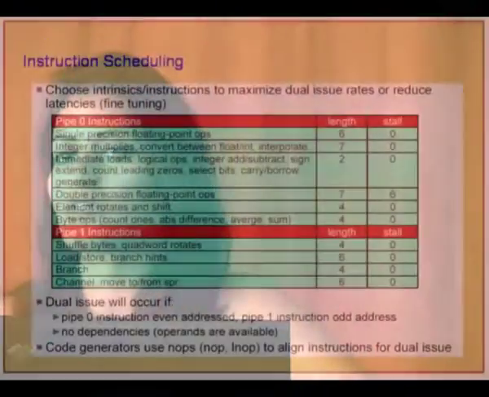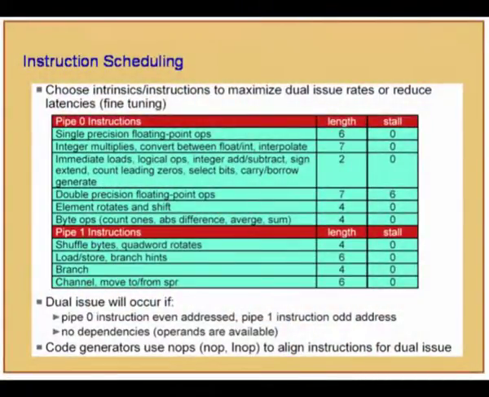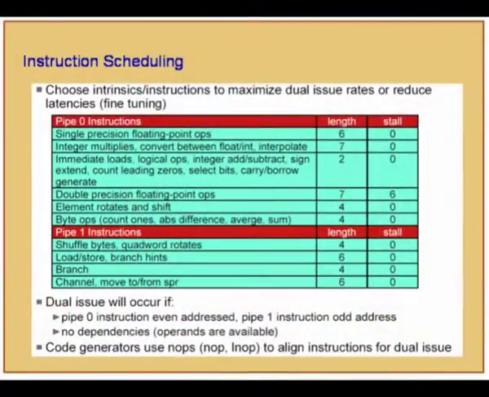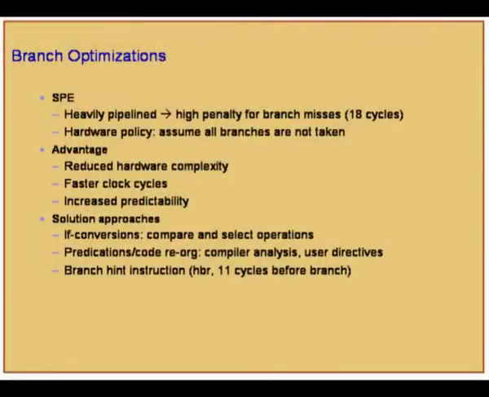Instruction scheduling: different instructions have different lengths and stalls. For example, single precision has 0 stall and the latency is 6 cycles. Integer multiply is 7 cycles. Double precision is 7 plus 6, so a 13 cycle latency. Right now we're trying to change that. Pipe 0 is the even pipeline and pipe 1 is the odd pipeline. All the memory related instructions are in pipe 1. In the SPE there is a high penalty for branch misses, 18 cycles. You can use branch prediction; there is software assisted branch prediction available.